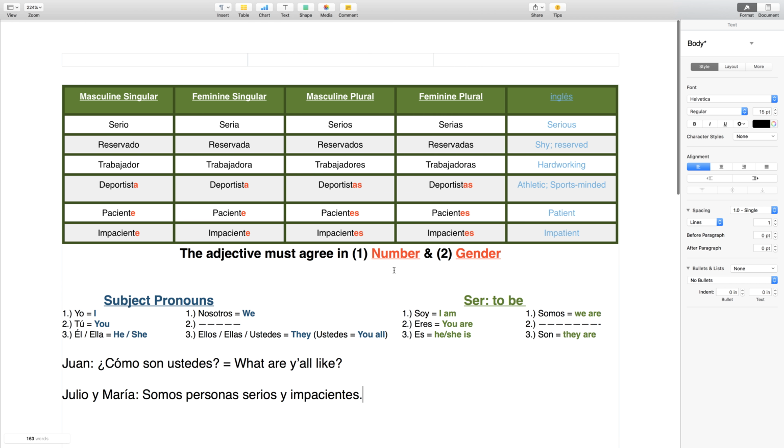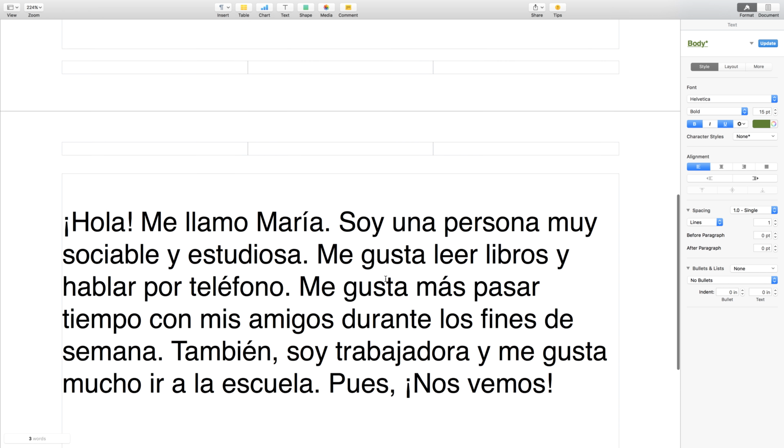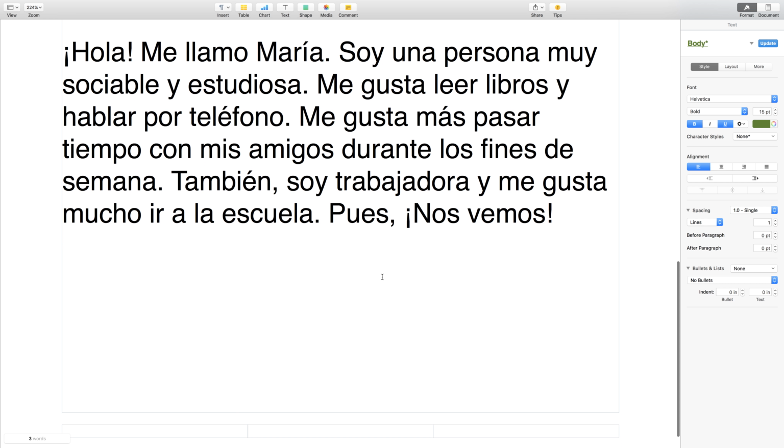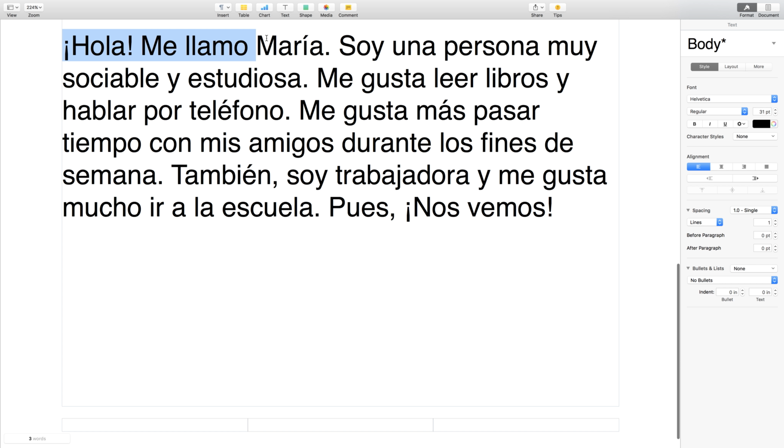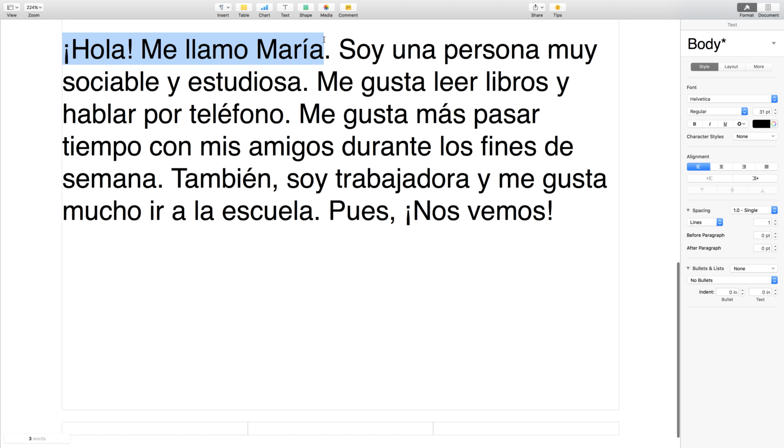To finish up, I want to show you what you can do once you understand the subject pronouns, the verb ser, and so forth. And you guys can look at this, and I want you to think through as you see this, what this is saying. Okay, we'll start from the top here. It says, hola, hello, me llamo Maria. My name's Maria.